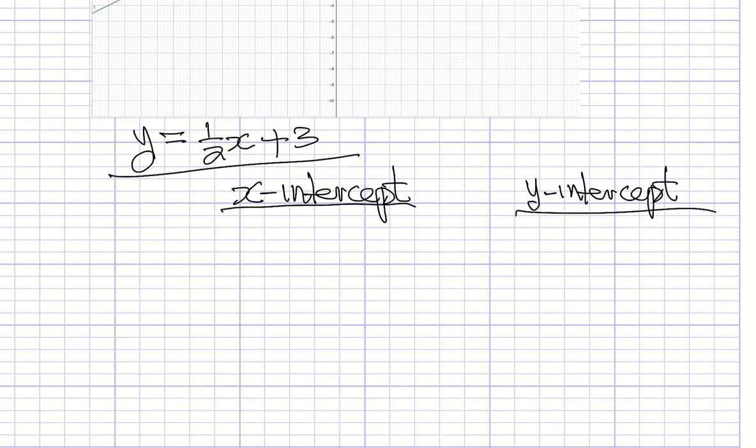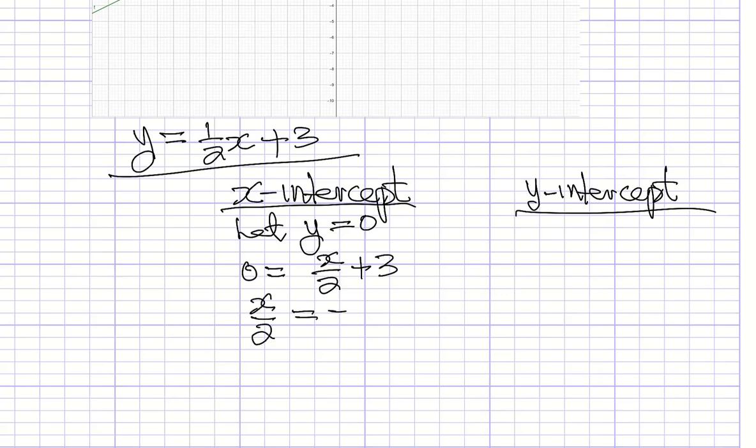So how do you find the x-intercept? You find the x-intercept by equating y equals 0. You say let y equals 0, okay? And then you solve. The equation will become 0 equals x over 2 plus 3, right? I'm just rewriting it. You can move things around. So basically, you say x over 2 equals minus 3.